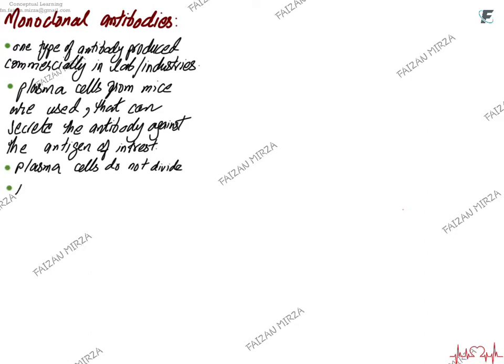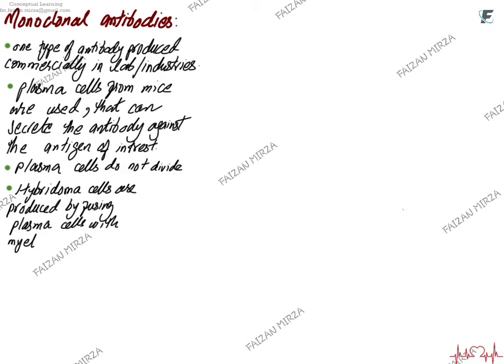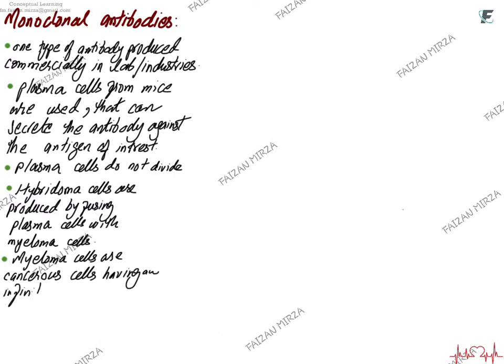Plasma cells do not divide. Although they are producing antibodies, they do not divide. So we make hybridoma cells, which are produced by fusing the plasma cells with myeloma cells. What are myeloma cells? Myeloma cells are cancer cells which have infinite ability to divide. So when we have hybridoma cells, we produce clones of these hybridoma cells.